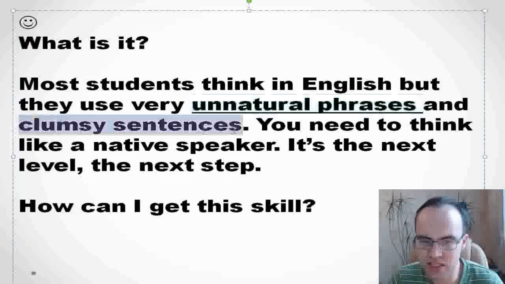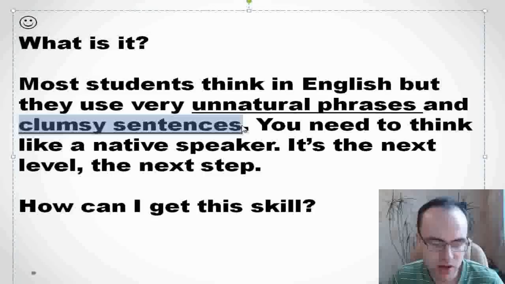And clumsy sentences. Clumsy means also unnatural. They think that it's right. Maybe other people will understand, but it isn't correct. It isn't spoken this way in America or England, okay? So you need to think like a native speaker. It's the next level, the next step, okay?